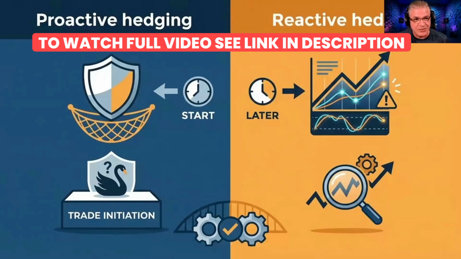So when it comes to hedging, I've mentioned that in my mind, there's broadly two main buckets or categories. One of them is proactive hedging, and proactive hedging is hedging that gets put on at trade initiation. Okay, because you simply don't know when the black swan event is going to occur. By definition, it's a black swan. If we knew when it was going to come, it's not a black swan event.